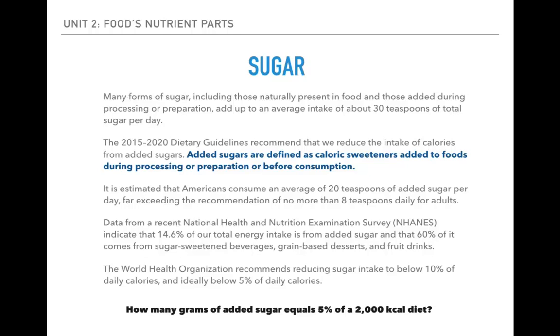Now, here's a question for you. How many grams of added sugar equals 5% of a 2,000 calorie diet? Well, we have calories and we have grams, and we said before that there are 4 kilocalories per 1 gram of carbohydrate. Divide 2,000 calories by 4 to see how many grams we'd be consuming across the day, and that would be 500. So 5% of 500 is 25. So 25 grams of added sugar equals 5% of a 2,000 calorie diet.